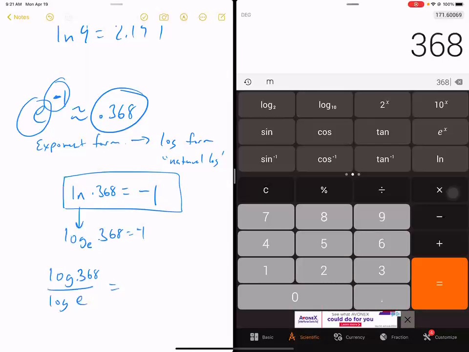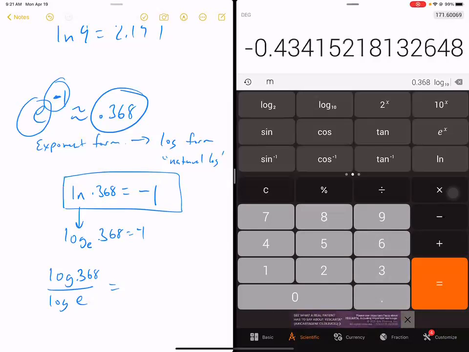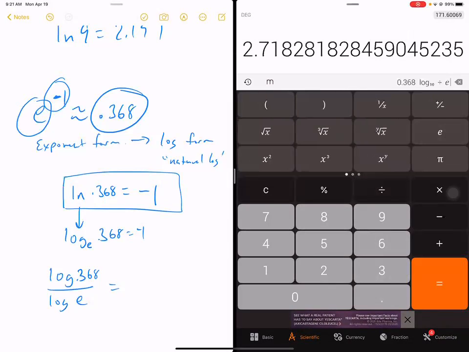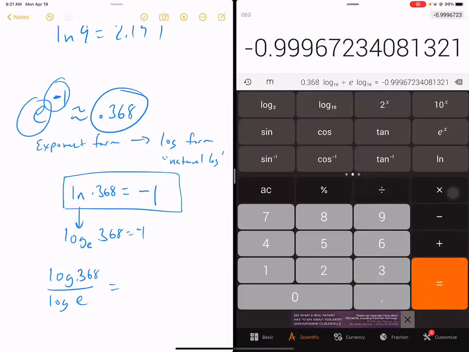So 0.368 log, divide this by, where's my e button? E log, that equals, and see that's the exact same answer that we just got. So it's just a nice short way of writing log e.